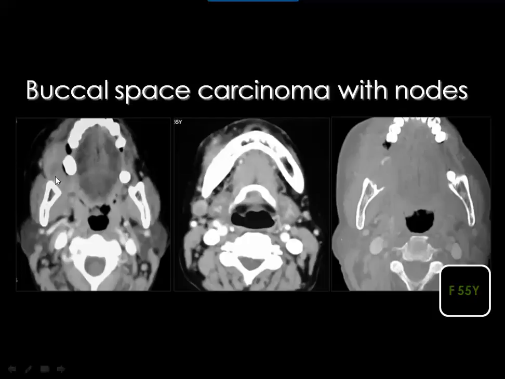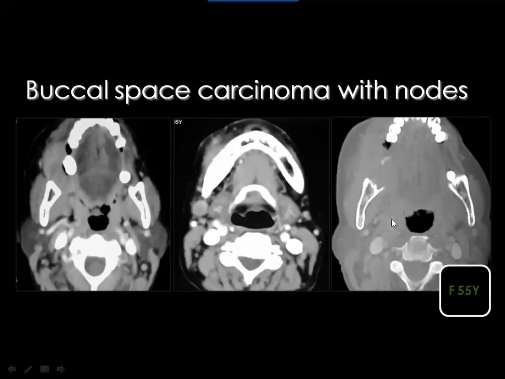Then in this buccal space, compared to the opposite side, there is a mass, and you see this mass is homogeneously enhanced, obliterating the fat which is normally seen on the left side, and this mass has infiltrated the retromolar trigone as well as the pterygomandibular raphe. Both spaces are infiltrated, and this is the medial border of the mass, which in this example did not involve the tongue, but it is located in the buccal space and extended to the retromolar trigone and the pterygomandibular raphe.